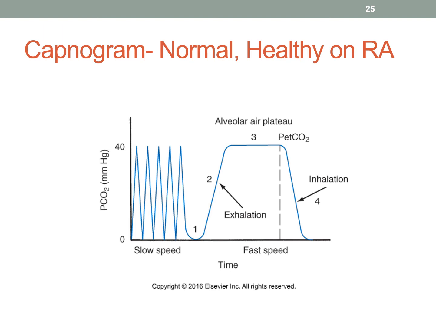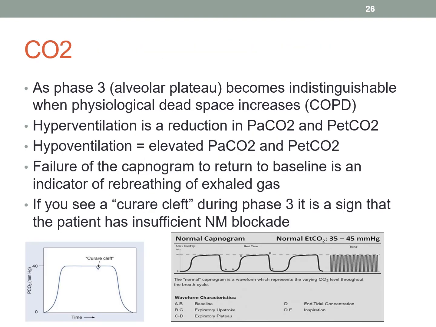There you have your alveolar air plateau there at phase 3. And at the end of that is where you're going to see that end tidal measurement, just before your inspiration begins. Then phase 4 starts as your inspiration is happening and your level will fall back to 0. So just a little review there.